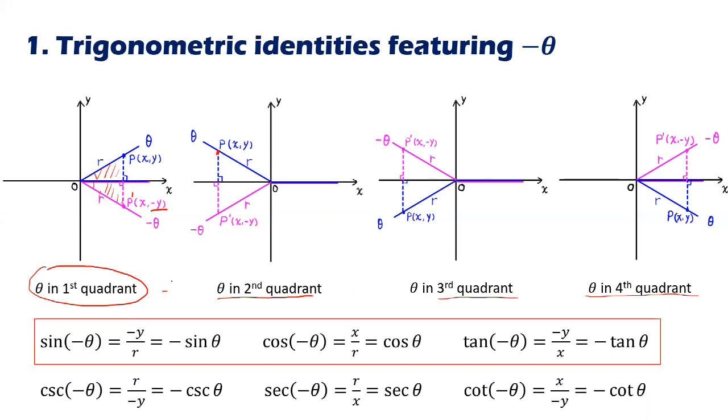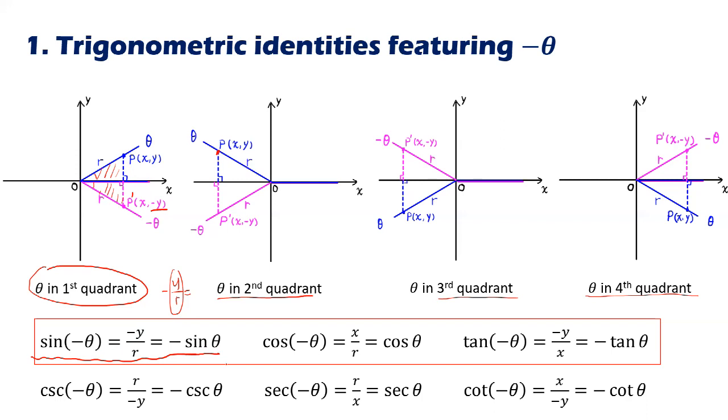Minus y over r. So now let's consider y over r. Y over r is actually sine theta, right? Because on the terminal side of theta, P has coordinates x and y. So according to the definition, sine theta is just the y coordinate over the distance r, right? So in this way, we have proved that sine minus theta is actually minus sine theta.